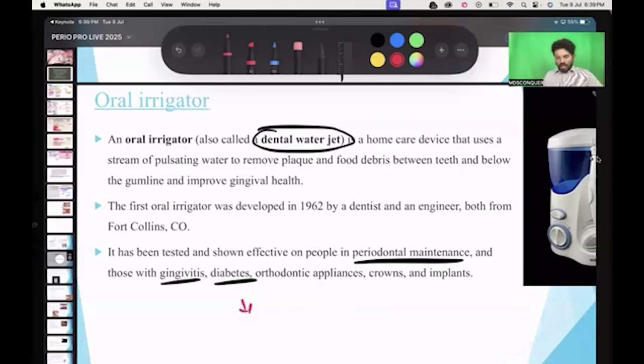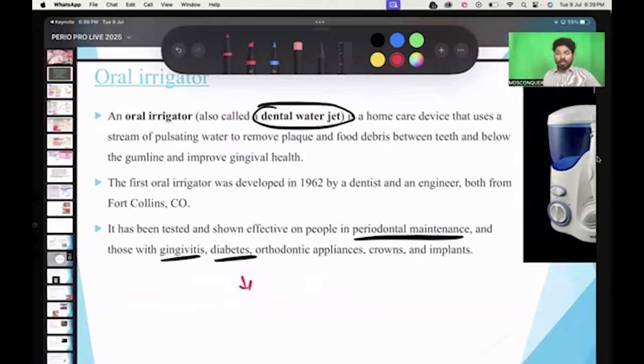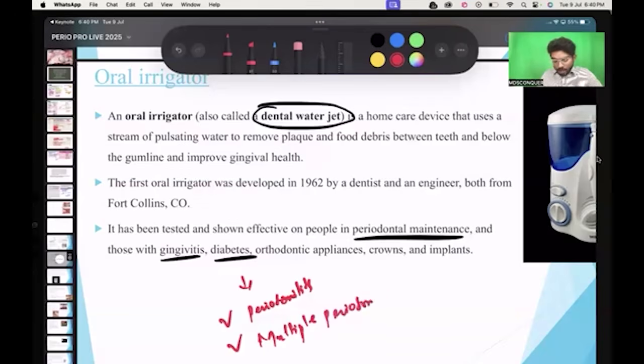The unique thing you see in a diabetic patient is that one of the most important complications coming to the oral cavity is periodontitis. And there is one more question about the diabetic patient: multiple periodontal abscesses can be seen in the diabetic individual. Or whenever you have orthodontic appliances, crowns and implants where the oral hygiene has to be maintained, you are going to use this dental water jet.